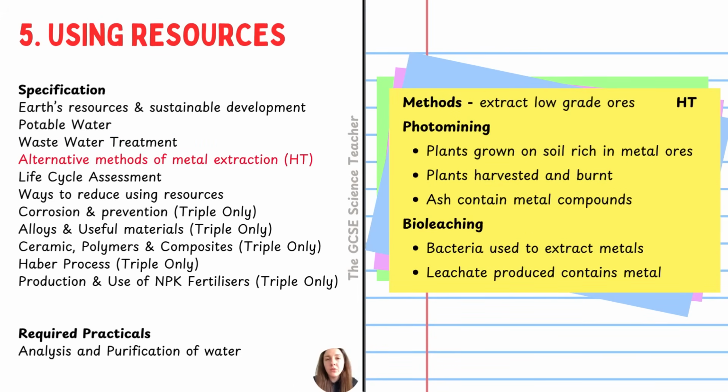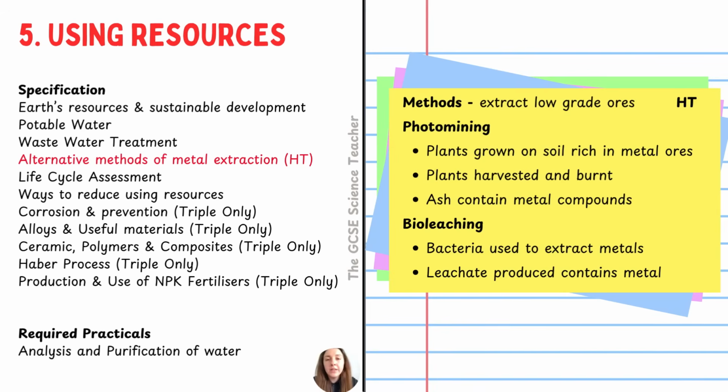A finite resource. High-grade ores are often extracted and used first. Lower-grade ores are still useful, especially if we need copper. So the first method is looking at phytomining. Phytomining uses plants to absorb the metal compounds. The plants are then harvested, collected, and burnt, and they produce an ash that contains that metal compound.